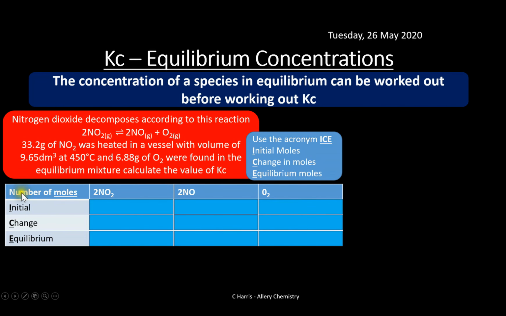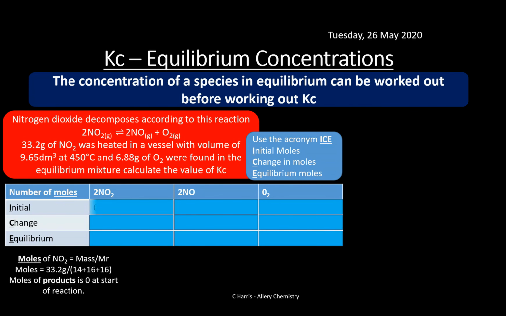Okay, so the first thing we're going to do, and I draw this table here, which is initial, change, and equilibrium moles. And then what I do is I put the number of moles of the substances at the top here. So we've got NO2, NO, and O2, and I put the molar ratios in front of them as well. And basically what we're going to do is we need to work out what is the concentration of these at equilibrium, so we can then work out Kc, which we'll look at here. So the first thing we need to do is we've been given moles and masses and volumes, etc. So we need to get concentrations here.